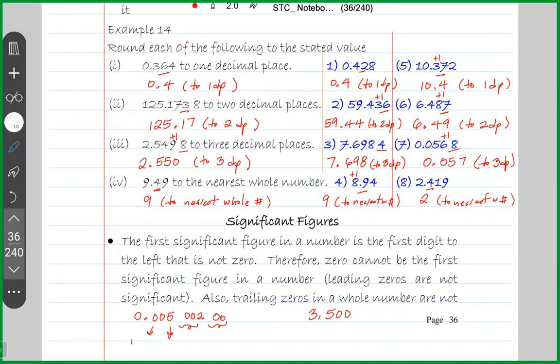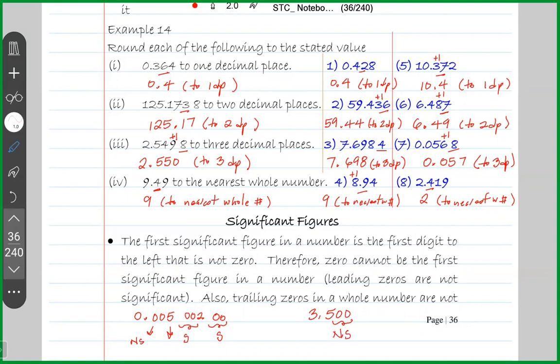So let's say, the zeros between two digits are significant, and trailing zeros in a decimal are significant. Now, here's the difference between a decimal number and a whole number. Trailing zeros in a whole number without a decimal are not significant. So the two zeros at the end of the whole number are not significant.